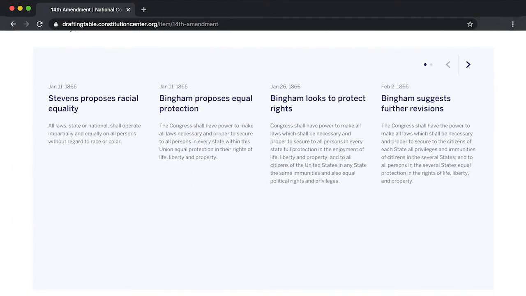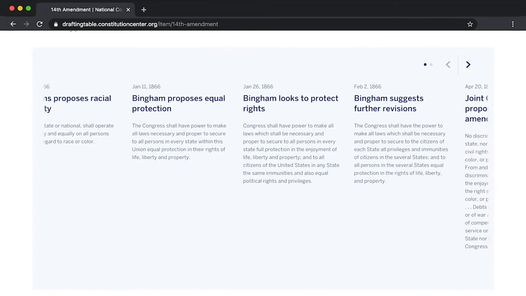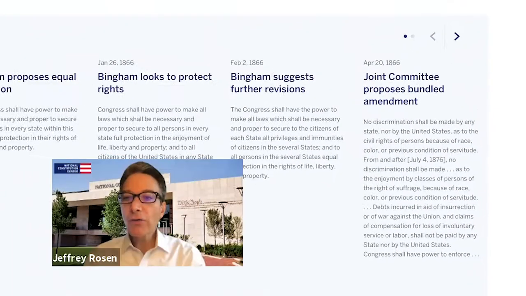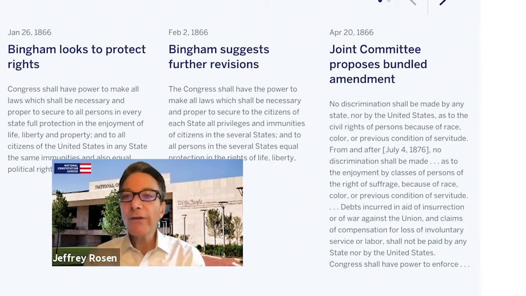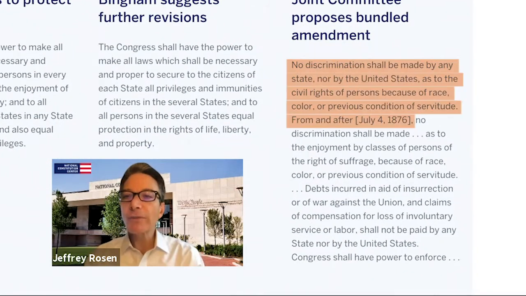And it's so exciting, friends, to note here, when we look at the early drafts, that when Congress considered an early draft of the Equal Protection Clause on April 20th, 1866, it would have protected voting rights as well as other civil rights. Look at this language. It says, no discrimination shall be made by any state nor by the United States as to the civil rights of persons because of race, color, or previous condition of servitude from and after July 4th, 1876. Isn't that poignant? It would have been the 100th anniversary of America.